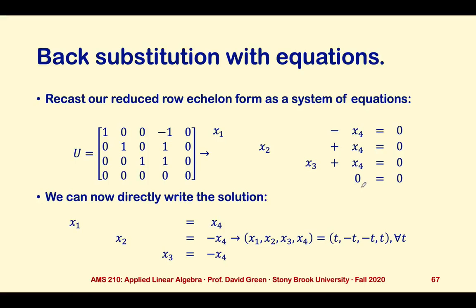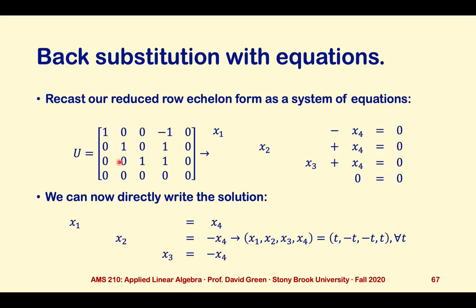Why? Let's think about how a translation of this reduced row echelon form reads. The first row, x1 plus 0 plus 0 minus x4 equals 0. x1 minus x4 equals 0. The zeros we can skip when we translate into a system of equations. Skip the first, x2, skip plus x4 equals 0. Second equation.